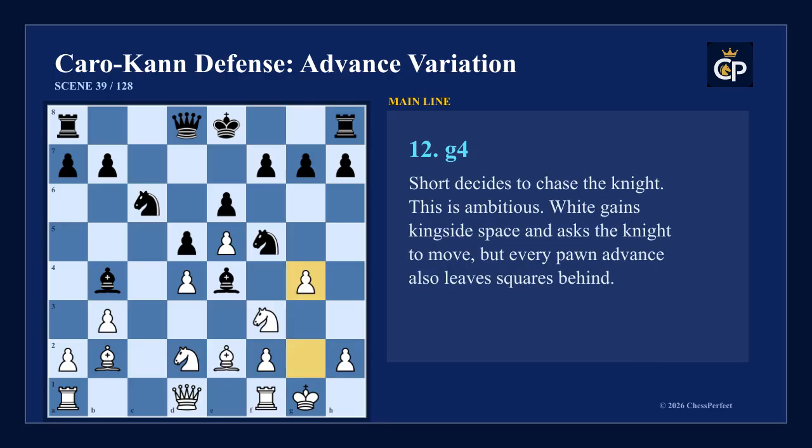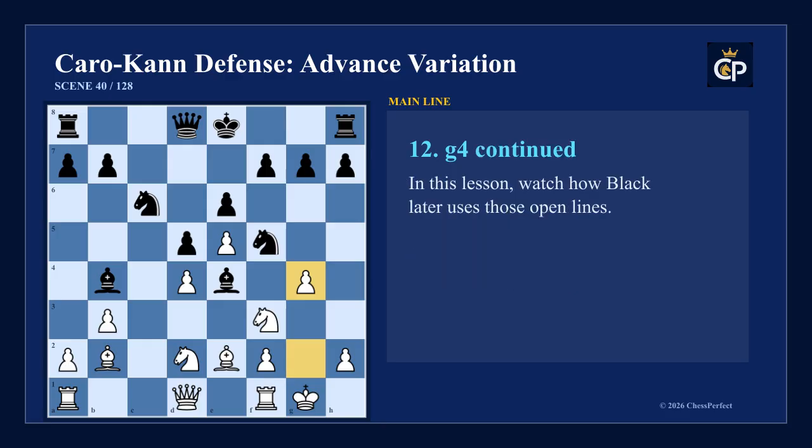g4. Short decides to chase the knight. This is ambitious. White gains kingside space and asks the knight to move, but every pawn advance also leaves squares behind. In this lesson, watch how Black later uses those open lines.